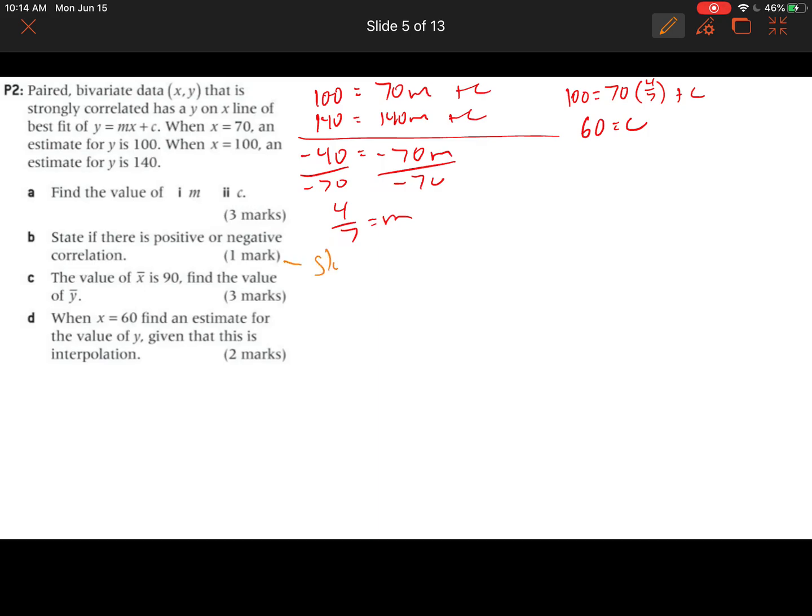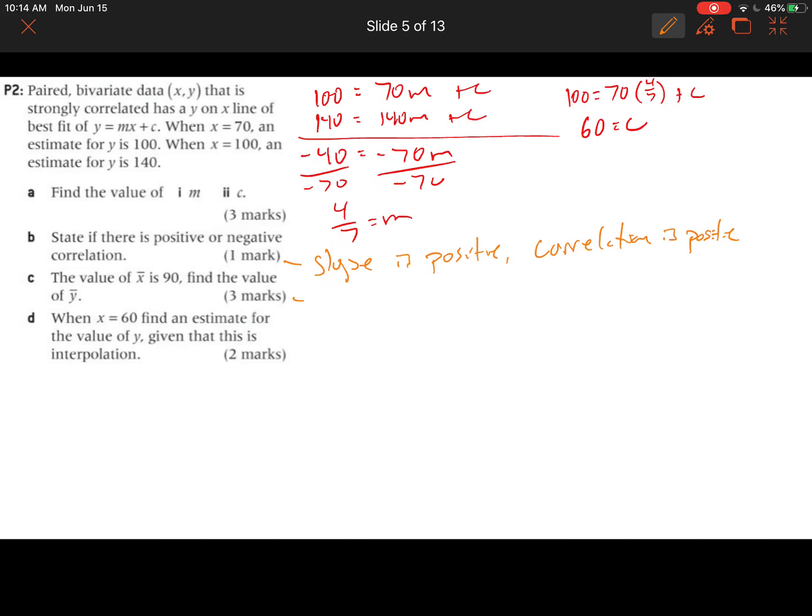State if there's a positive or negative correlation. Since our slope is positive, the correlation is positive too. As our x increases, our y increases, which means we have a positive correlation.